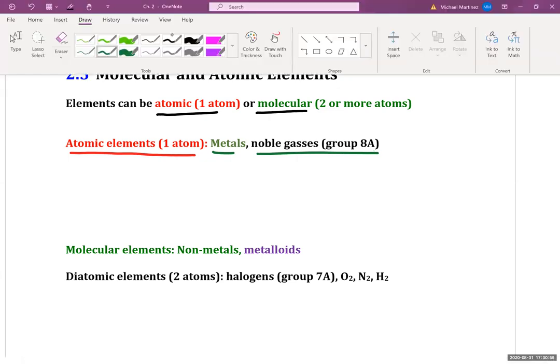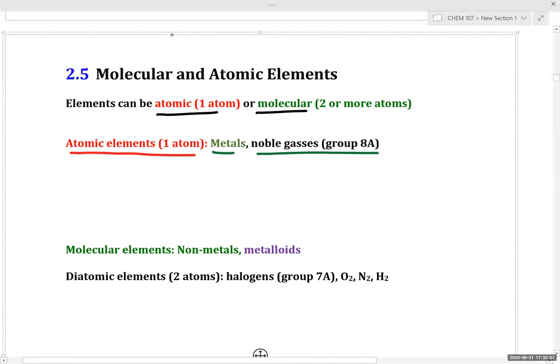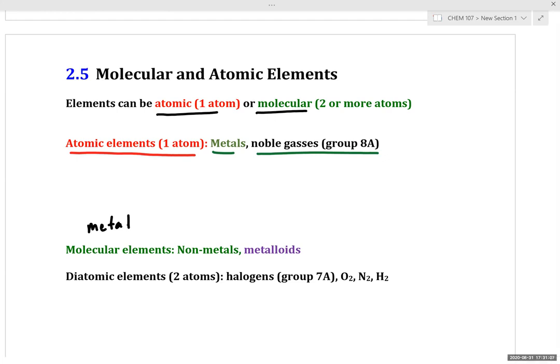So would someone like to give me an example of a metal found in our periodic table? Sodium, sure. So sodium is an atomic element. Its formula would just be written as Na solid. Don't worry about where we got the solid yet for now. Just focus on the fact that sodium, as it's a metal, is an atomic element, and we just have one atom as part of its chemical formula.